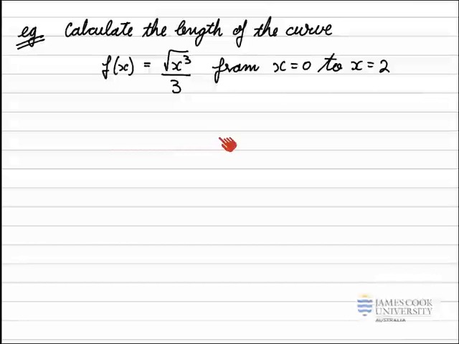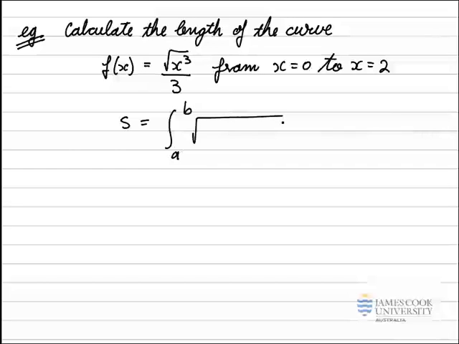In this example, we've been asked to calculate the length of the curve f of x equals the square root of x cubed on 3 from x equals 0 to x equals 2. So we recall the formula for the arc length along a function given two x values, and it's s is equal to the integral from a to b, the square root of 1 plus dy dx all squared, and we integrate that with respect to x.